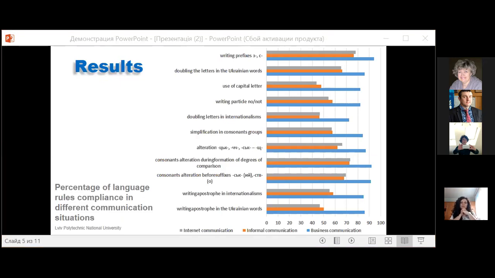Slide 5. On this slide, you can see percentage of language rules compliance in different communication situations, analyzing the attitude of the students to the observance of spelling rules in formal business, informal written, and informal internet communication. We have found that in business communication, the majority of students, from 70 to 90%, adhere to spelling rules.